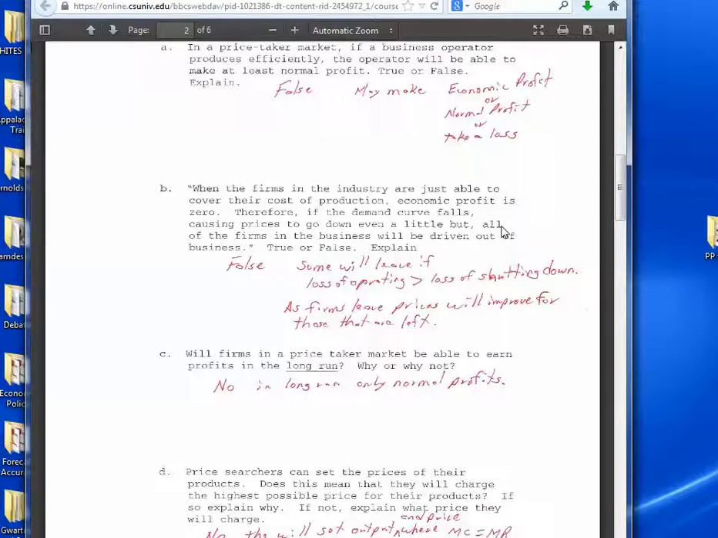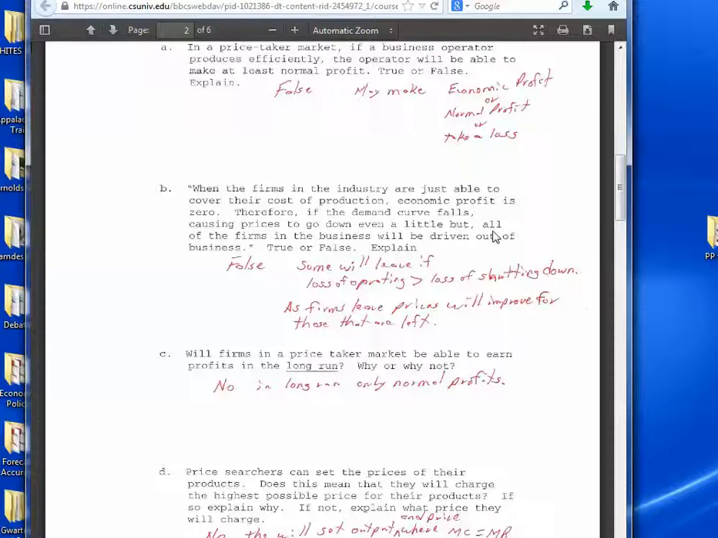So in the short run, firms in a purely competitive market or a price taker market can make economic profits or normal profits, or they can take a loss. In the long run, of course, they can make only normal profits, because in the long run, firms will come in if there's economic profits and drive the profits down to zero, or firms will exit if there's a loss and drive the prices up.